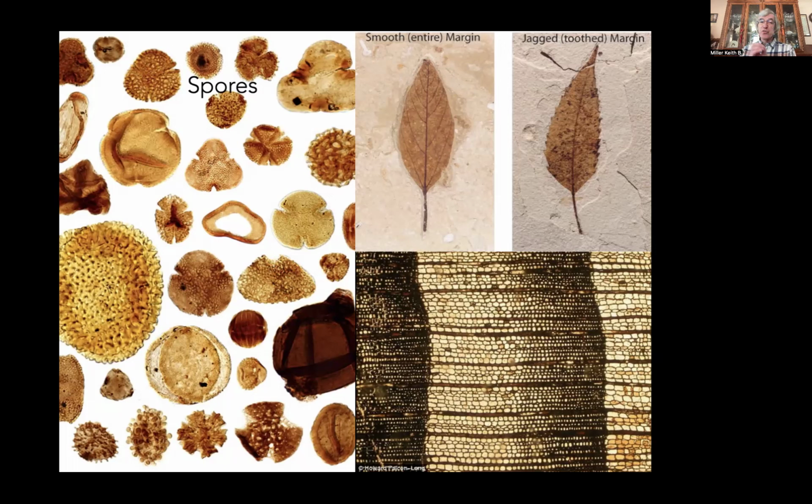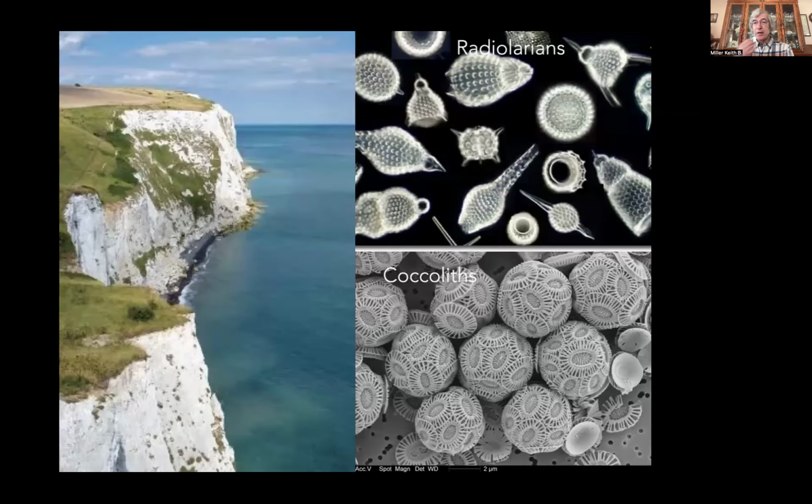So again, those spores can be identified with particular plant species, and those plant species can tell us something about climate. To turn to the ocean, planktonic microfossils are also very helpful in reconstructing climatic conditions or environmental conditions within the oceans.